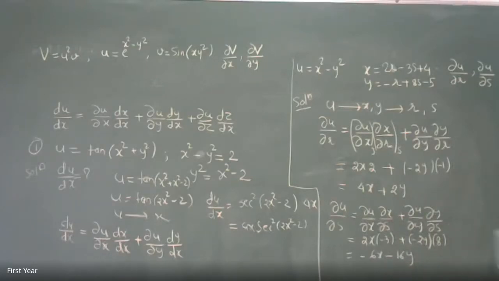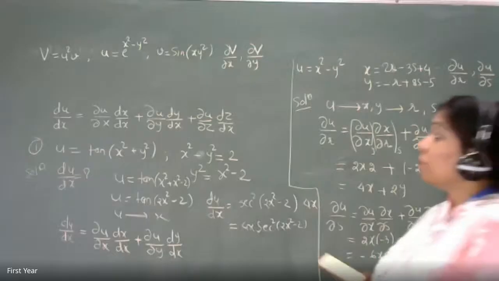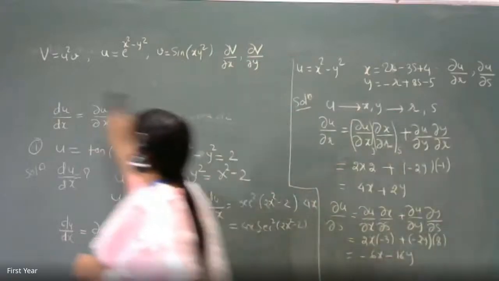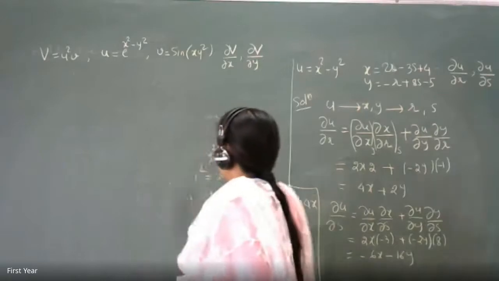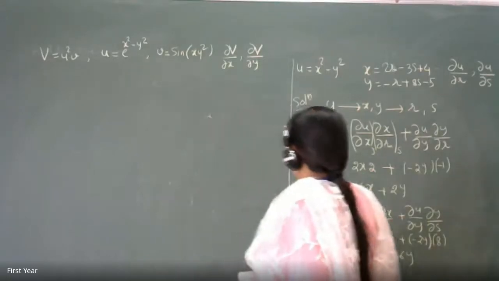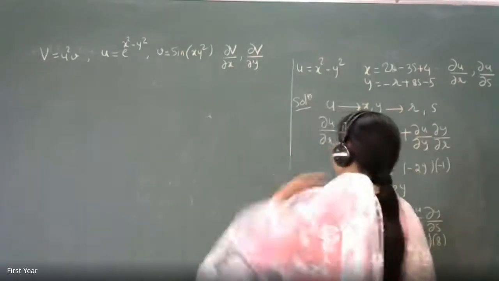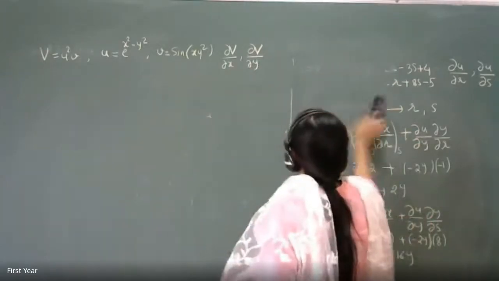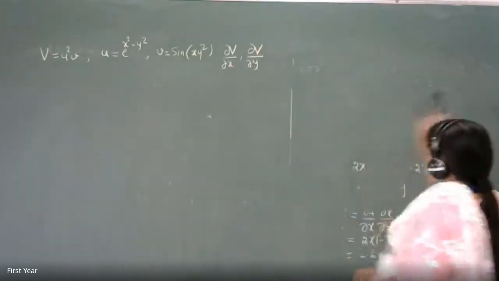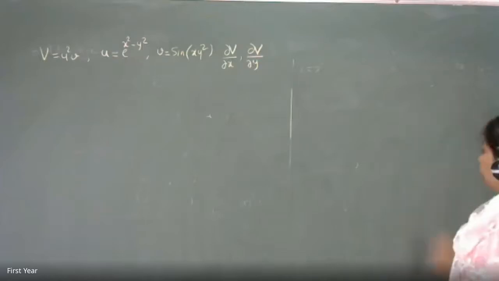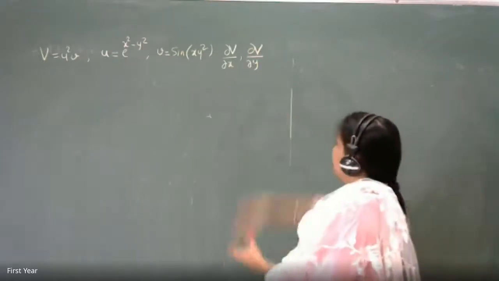Try solving it. Ma'am, what is the value of capital V? Capital V is small u square, small v. The expression will be lengthy, but it's easy.